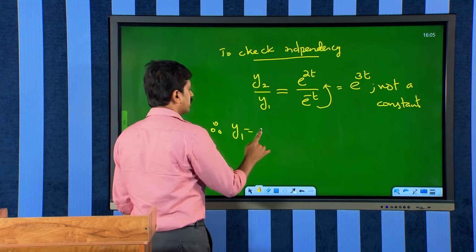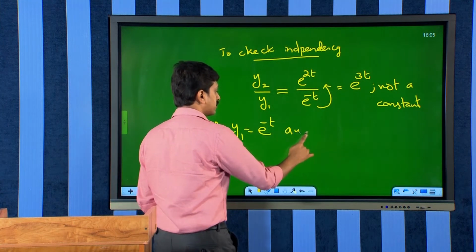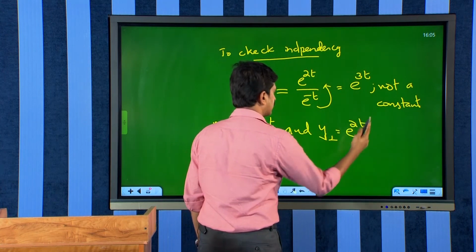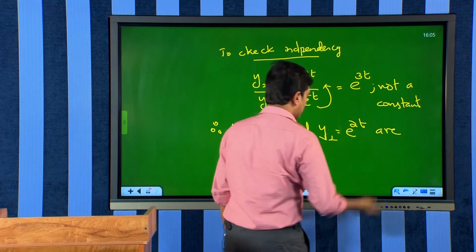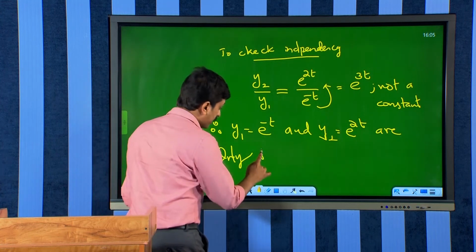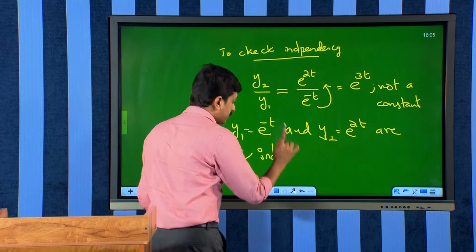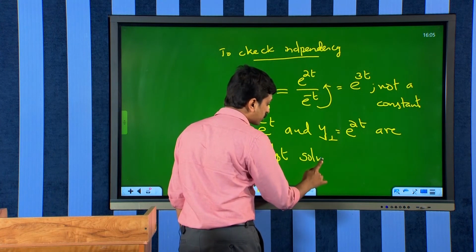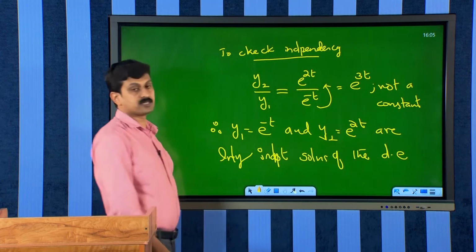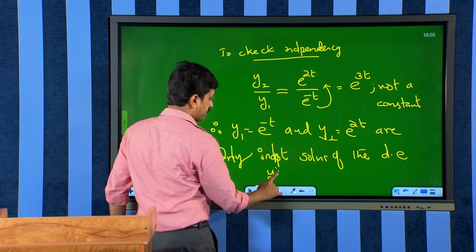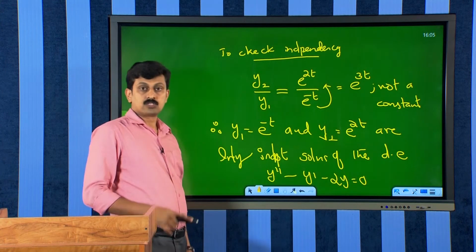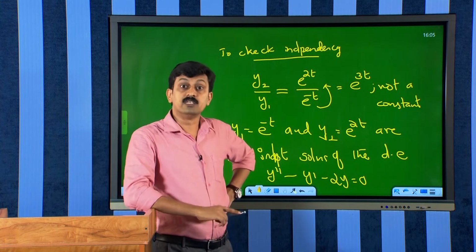So y1 is equal to e raised to minus t and y2 is equal to e raised to 2t are linearly independent, and not only linearly independent, they are solutions of the differential equation y double dash minus y dash minus 2y is equal to 0. So therefore, their linear combination will be the general solution.